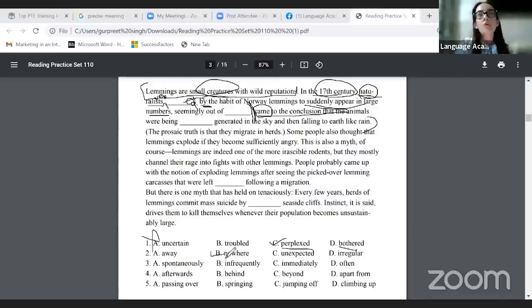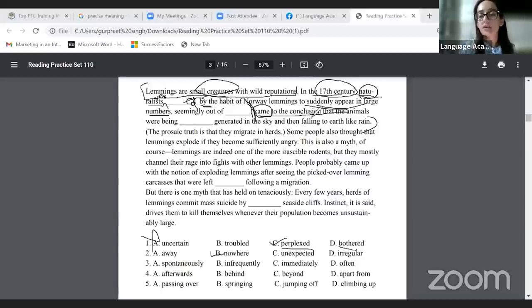So out of nowhere is a phrase when you want to say you have no idea where something has come from. So what is the source of something? If it is not known, then we say out of nowhere. So no source is known. That where do they come from suddenly large numbers? We don't have information about any source that is out of nowhere. So please note it down. Then we can read it in the simple sense.